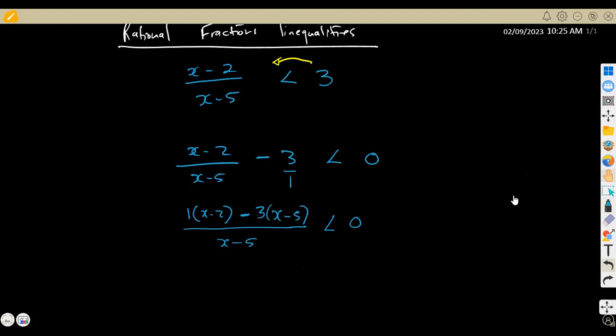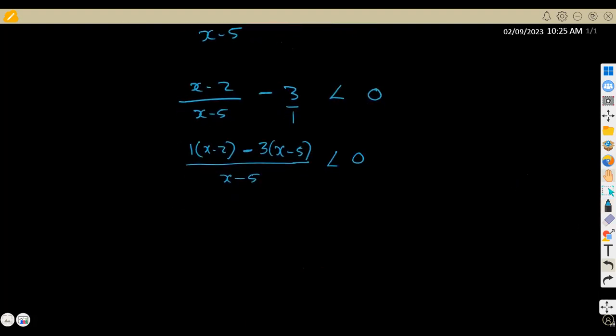Okay, so let's see what you're going to have here. That means we can multiply 1 and x, which is x minus 2, minus 3 times x, minus 3x, minus 3 times 5, that's a positive 15, all over x minus 5, is less than 0. Collect like terms, we are going to see that this is going to be x minus 3x, which is minus 2x. Okay, did we actually take this properly?